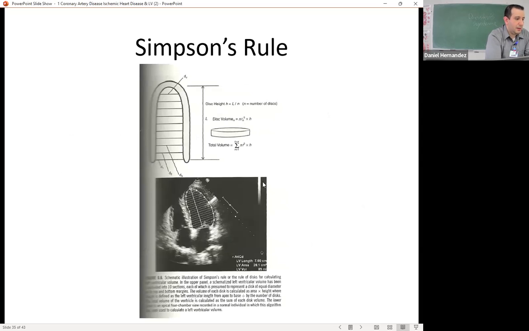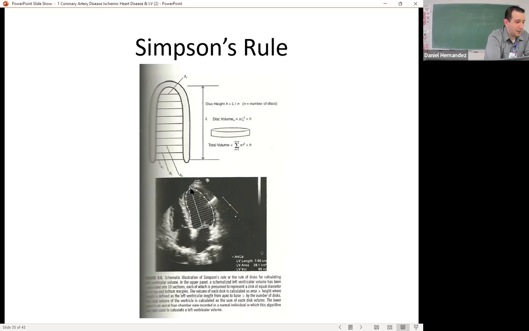This just shows a picture, a patient and a sonographer performing the biplane Simpson's method. So you're going to start along the septal mitral annulus, and you're just going to trace up along the endocardial borders into the apex, and then down along to the lateral mitral annulus. And then the machine's going to connect the two annulus.